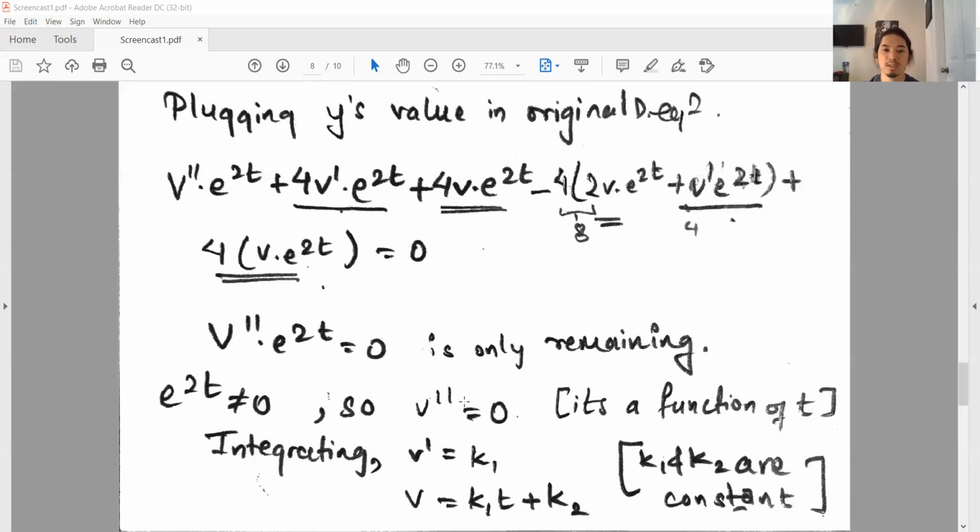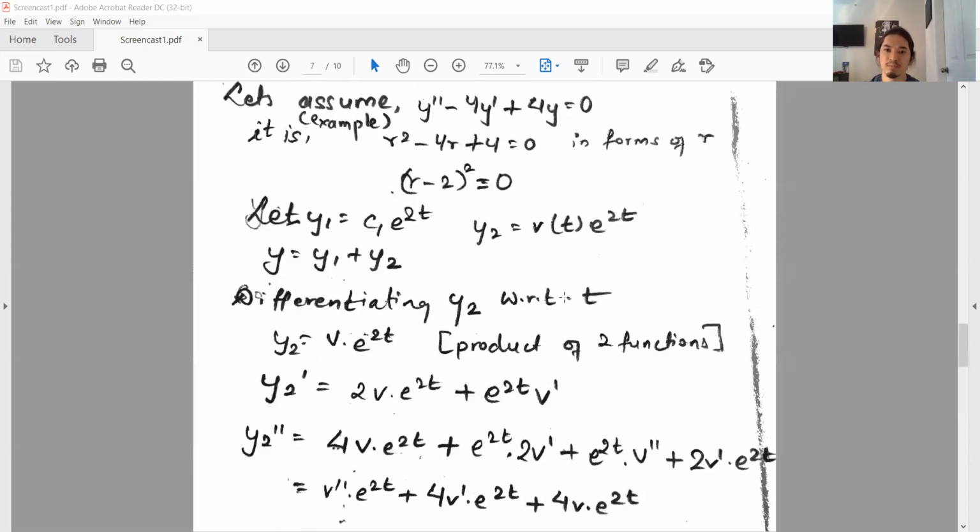And in order to get v prime, we integrate the v double prime. When we integrate the v double prime, we get v prime, and we also need to integrate 0, so we get a constant k1 from the 0 right here. Also we need to integrate v prime in order to get v. So after integrating the v prime, we get v equals, and when we integrate the constant k1, we get k1t. Also we have plus 0 right here, so we get k2, and here k1 and k2 are both constants. And also this is v of t from right here.